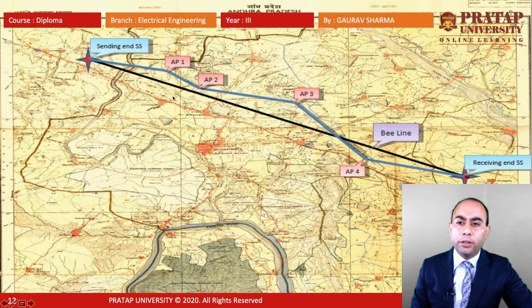And after that, when we go for the survey, we find that there is a pond, a small lake, a mountain, a small hilly part, and a farm. So as per that, the original line will deviate from that B line, and after the deviation it will get to the receiving end substation. Throughout the line we mark where we are aligned, and we put the poles throughout the line.